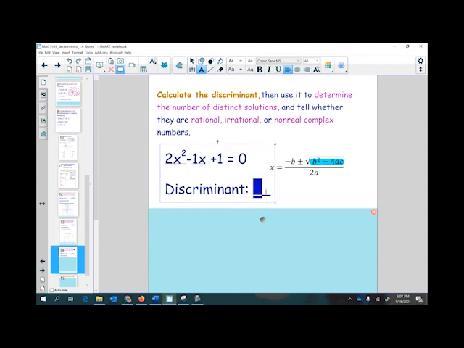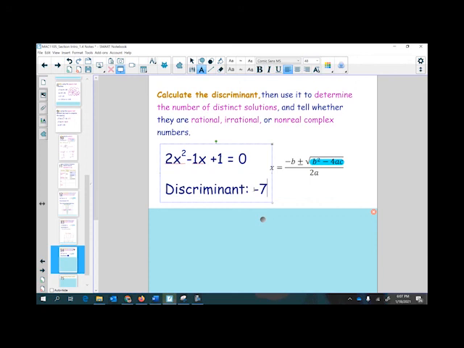All right, let's look at one more. Here we'll do the discriminant again. So we want b squared minus 4ac. So b squared, what is b? b is negative 1. Negative 1 times negative 1 is positive 1. Then minus 4ac. Well, what is a and what is c? A is 2, c is 1. 2 times 1 is 2. Then negative 4 times 2 is negative 8. And 1 minus 8 is negative 7.